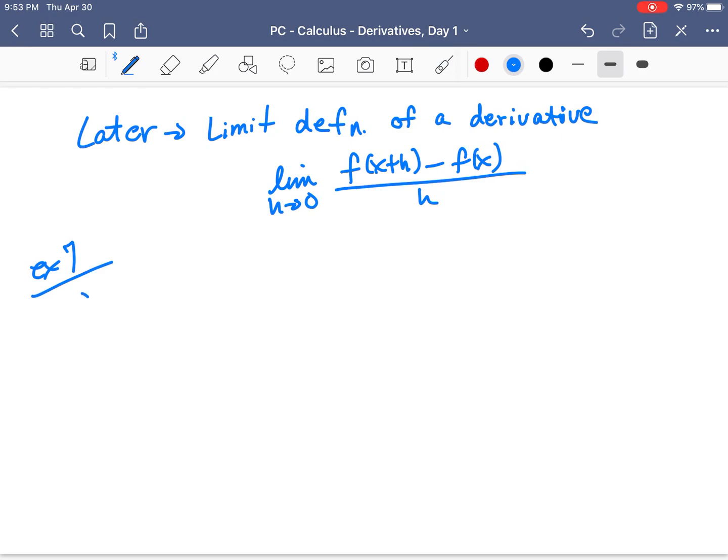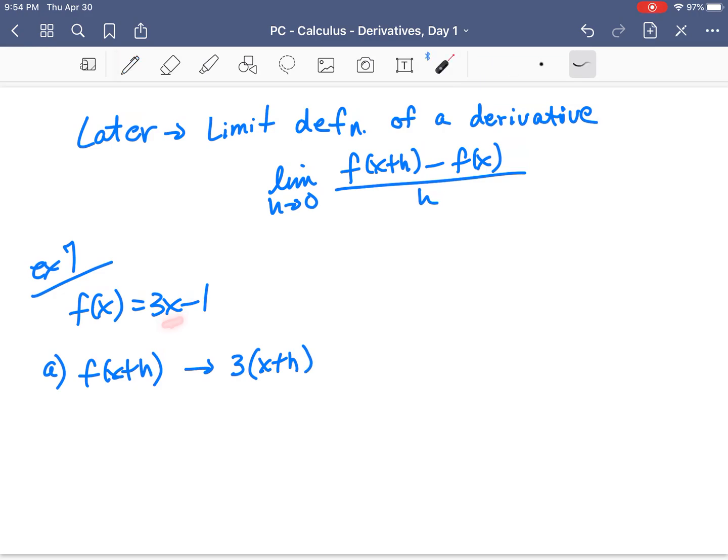Okay, so given this function, f of x equals 3x minus 1, let's find these things. Part A, let's find f of x plus h. I'm just going to plug in x plus h for x. So f of x plus h would be 3, and then I'd put x plus h there, and then minus 1. So let's figure that out. That would be 3x plus 3h minus 1.